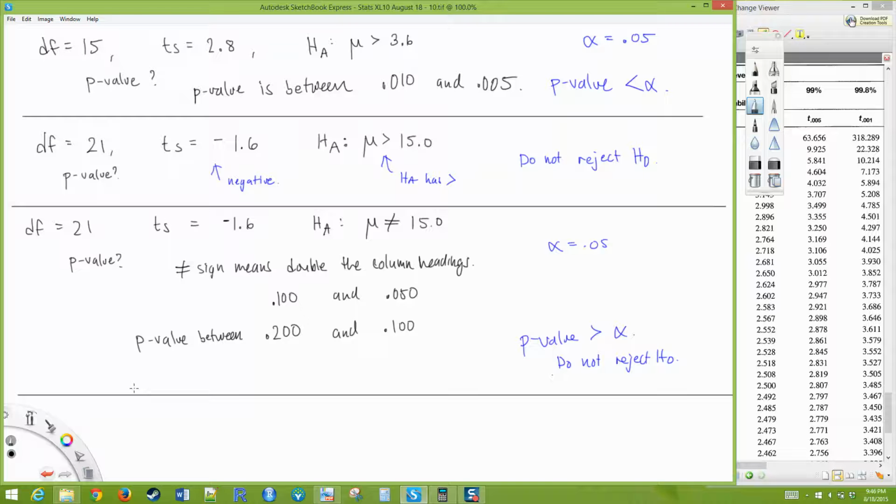Let's just do one more, because I still have that last topic to cover. So the last one, let's say degrees of freedom is equal to 9. Your test statistic ends up being 7.4, and your alternative is that mu is greater than 2.1. What's our p-value?